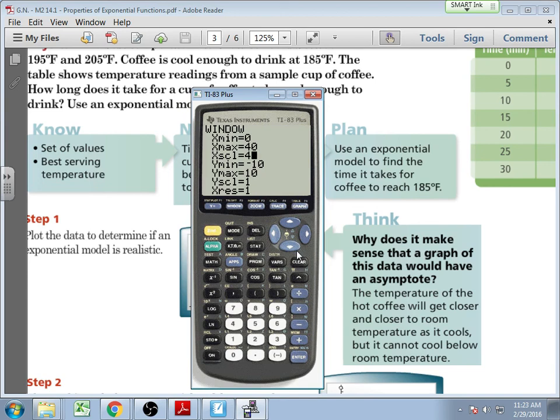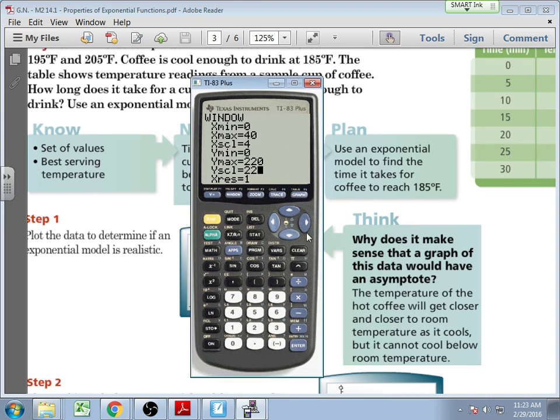Then my Y range, I'm going to make it 0 up to 220, and then make my Y scale 22. Make sure that your window matches this. 220, what? Yeah, because my biggest value is 207, but I'm just going to go higher than that just so it all fits nice and easy. Now hit graph, and it graphs it. Notice I have a line here that I shouldn't. I did not clear out my Y equals menu.